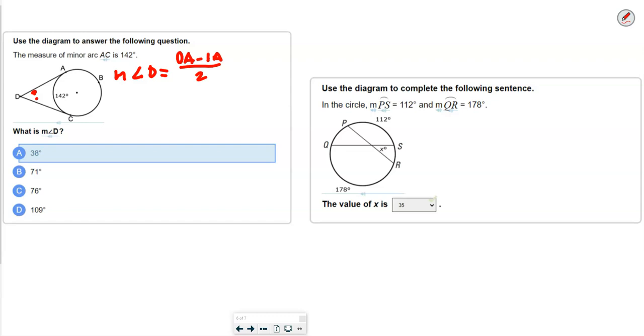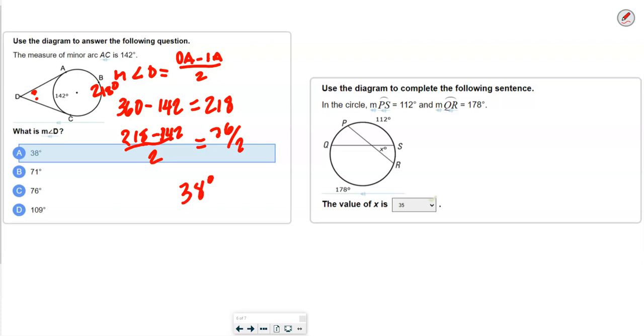We don't have the outside arc right now, so we're going to have to find it by subtracting 142 from 360. So 360 minus 142, that's equal to 218. So that's now our outside arc, 218 here. So we're going to do our outside arc 218 minus 142 divided by 2. Okay? So that's going to give us 76 divided by 2. So that's why the answer was 38 degrees.